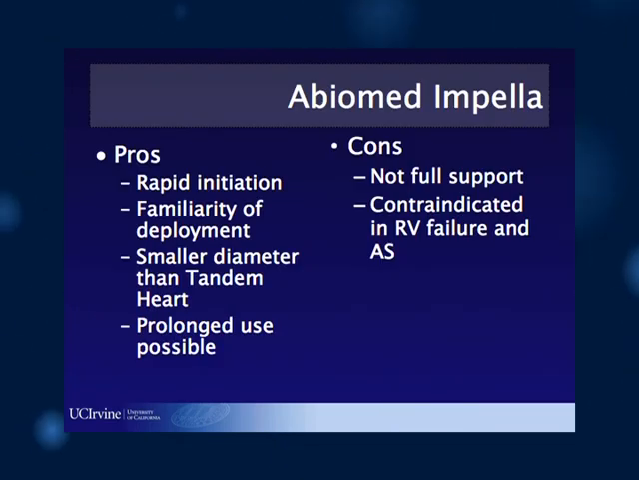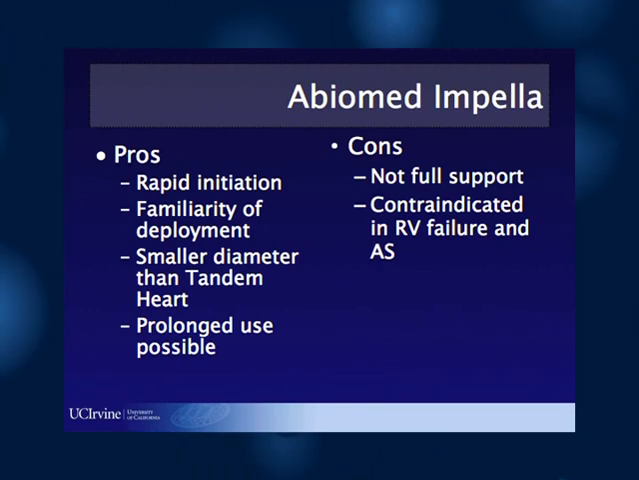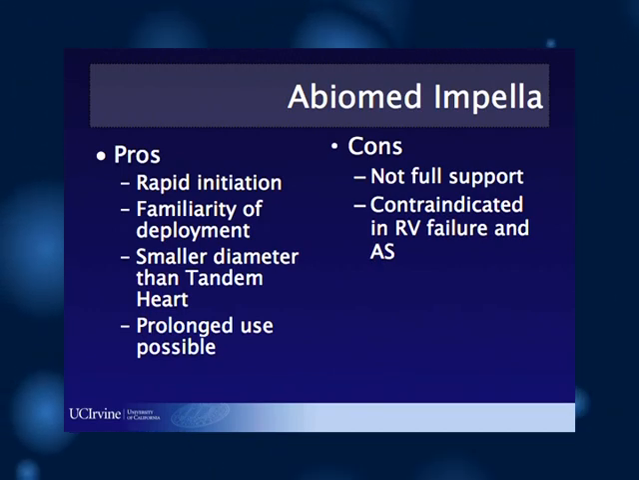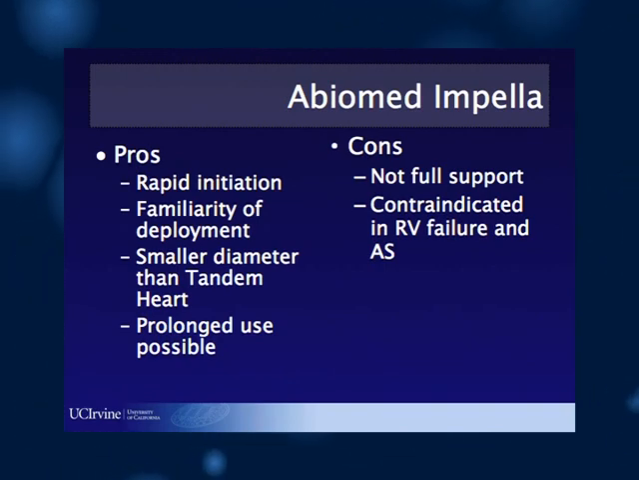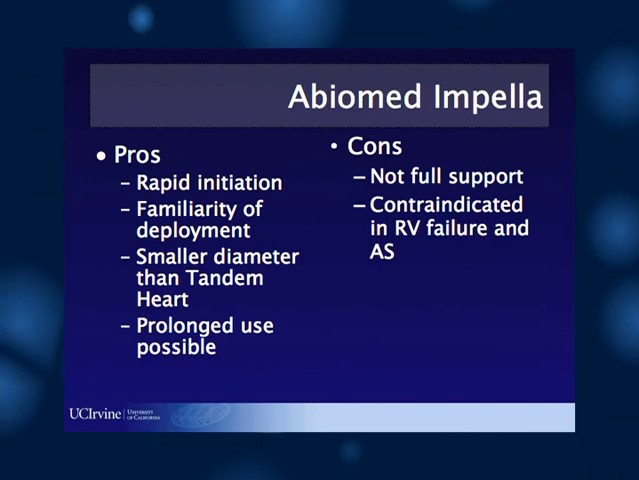Again, some advantages and disadvantages identified with the use of the Impella 2.5 catheter. The advantages of this catheter include the rapid initiation through catheter technique that is familiar to all operators. The familiarity of deployment of a pigtail in the left ventricle is quite easy in general. This was a smaller diameter device than that of the TandemHeart, but considerably larger than that of the intra-aortic balloon pump. And it could be considered for somewhat prolonged use in these individuals.